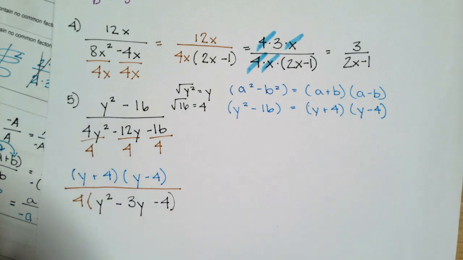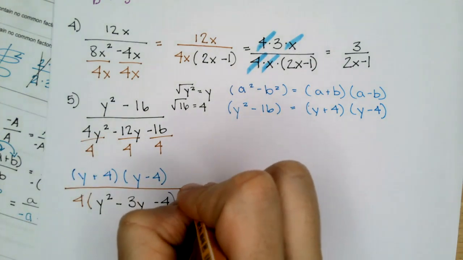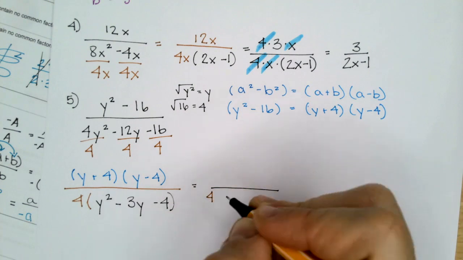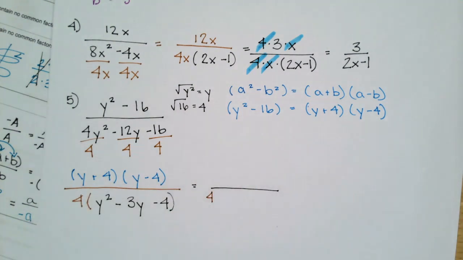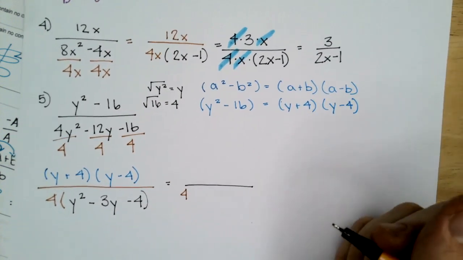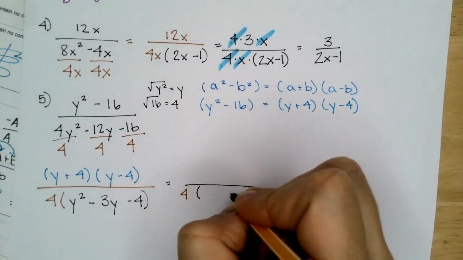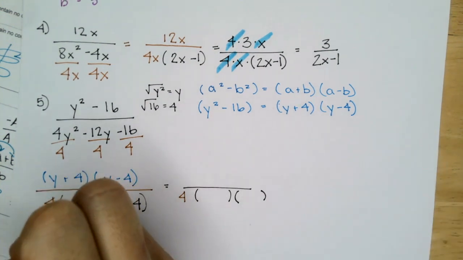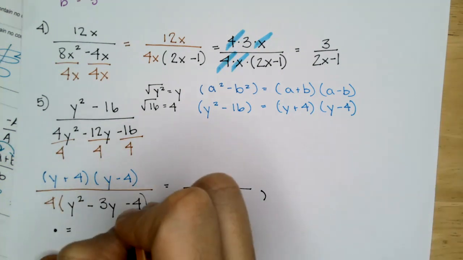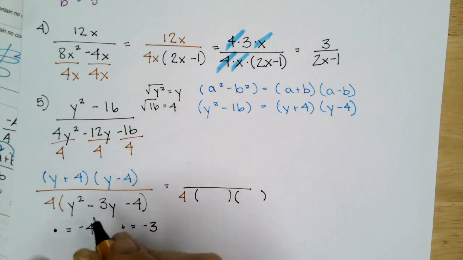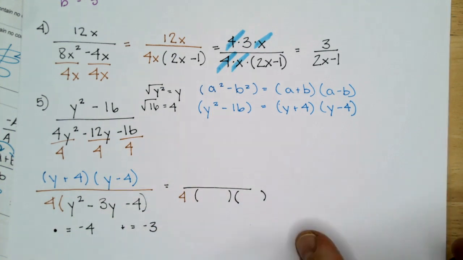Good. One more step. On the bottom, we're going to keep the 4 outside. And we're going to think about what y squared minus 3y minus 4 can factor into. I need to turn this trinomial into a binomial. I want two numbers that will multiply to equal c and add to equal b. So they need to multiply to equal negative 4, add to equal negative 3.